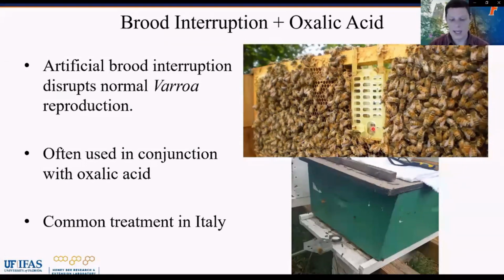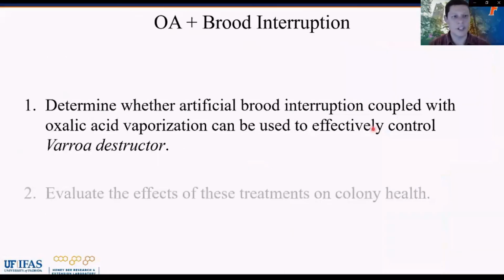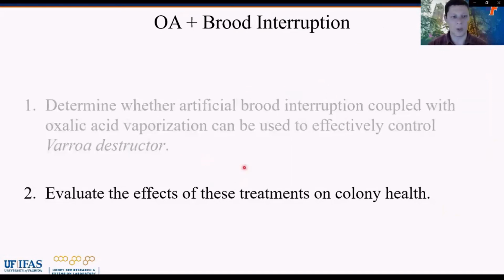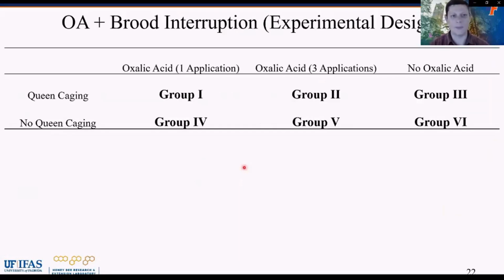So this is something that the Italian beekeepers have been touting for years. As part of my PhD research, I decided that I was going to test this in the United States, where we did create a brood interruption by caging the queen. And then we used oxalic acid vaporization to see if we could drop those mites. And of course, we wanted to see what this was going to do to the health of our colony.